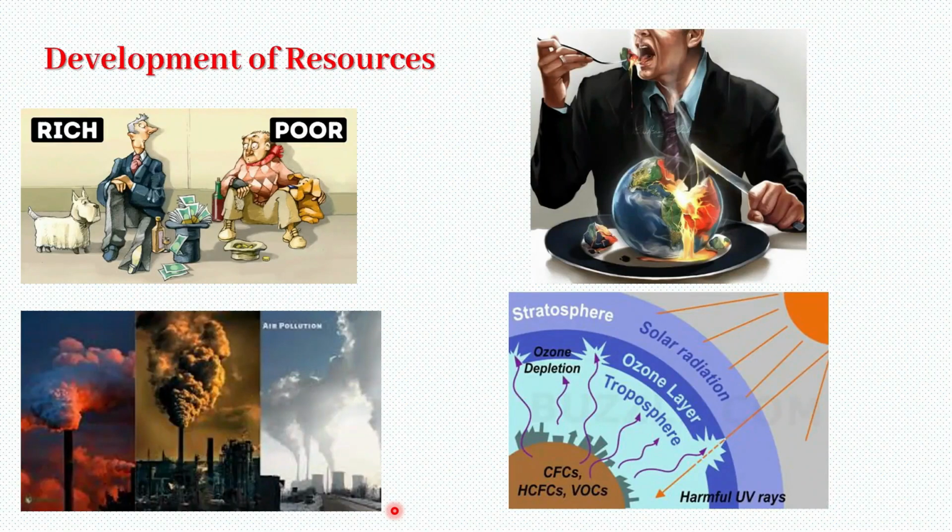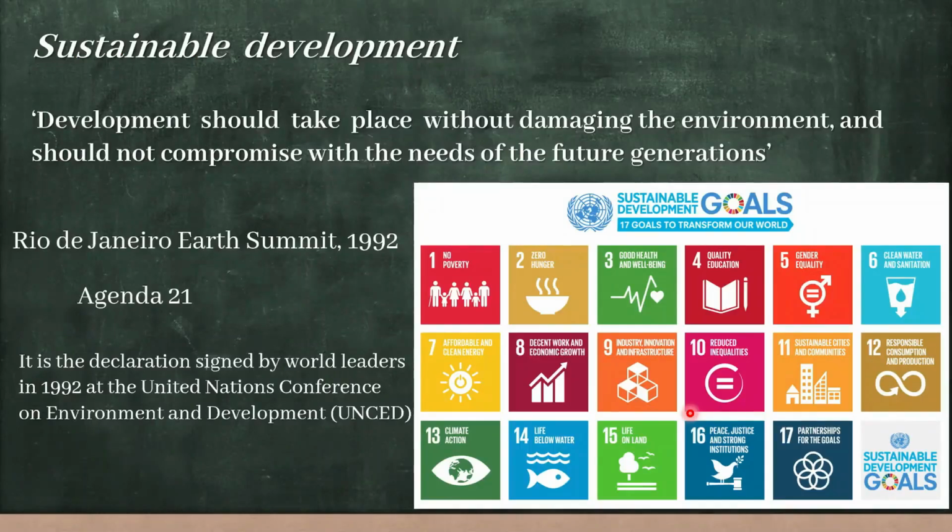Coming to the next topic, development of resources. Accumulation of resources in a few hands, which, in turn, divided the society into two segments, rich and poor. In the first picture, look at the last pictures. Exploitation of resources has led to global ecological crises such as global warming, ozone layer depletion, environmental pollution and land degradation. Therefore, resource planning is essential for sustainable existence of all forms of life.